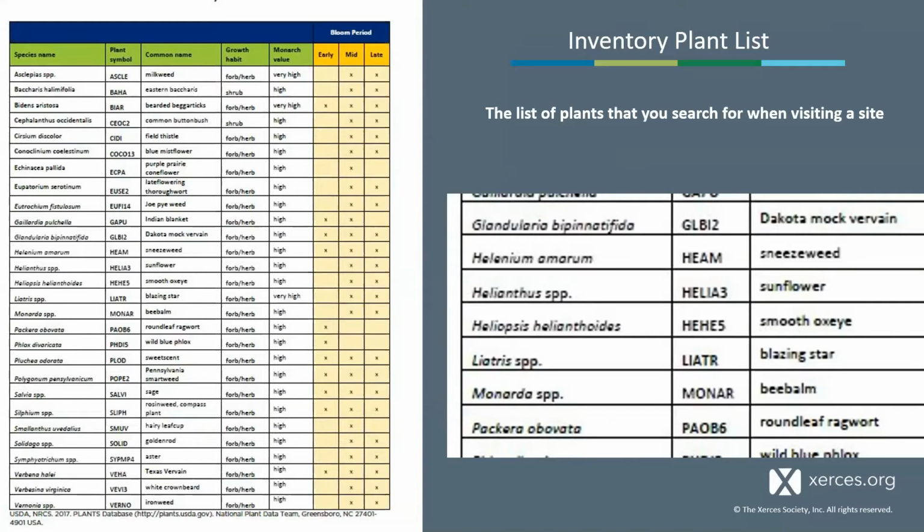The Xerces Society, my employer, has done an analysis, has collected data, and the plants in this list are the plants that we have found are being used by monarchs in this region. I'm sure there are more, and I actually want to hear about what other species are being used. I want you folks to tell me. But when you go out into the field, you would take this list with you and look for these plants.